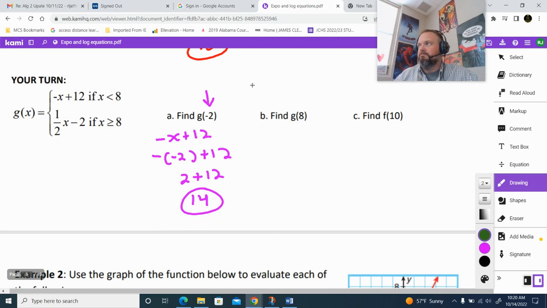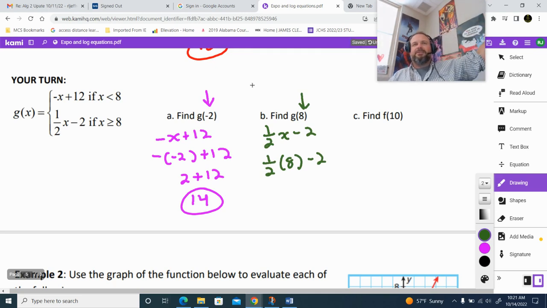We should get 14. All right. For B right here, it says g of 8. Well, is 8 less than 8 or greater than or equal to 8? Greater than or equal to. So now, I know it has a fraction. If you didn't want to type the fraction, you can do the decimal in the calculator. It's the same thing. Remember, multiplying by a fraction is like dividing by the bottom number. So what is 8 divided by 2? 4. And we get 2.